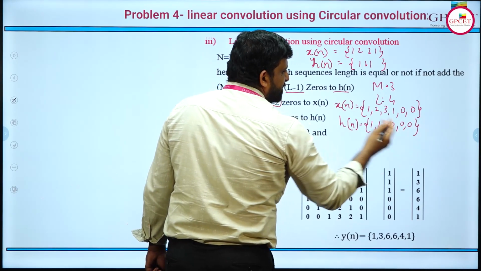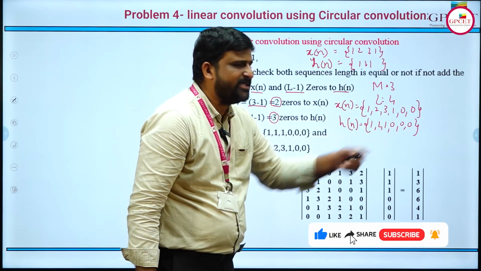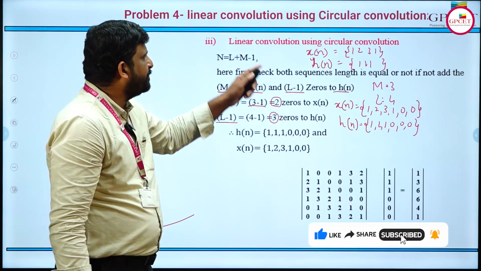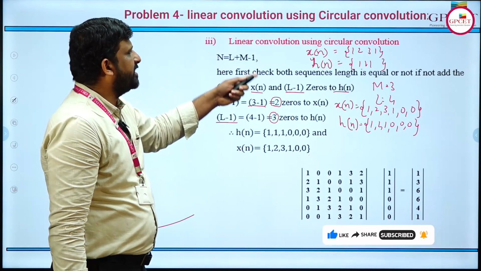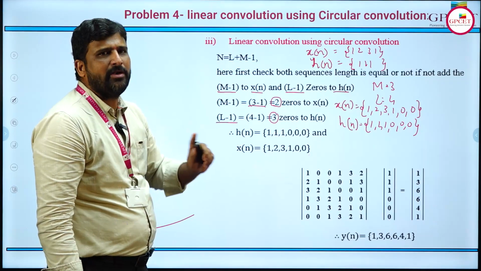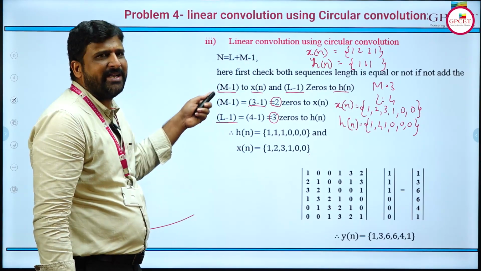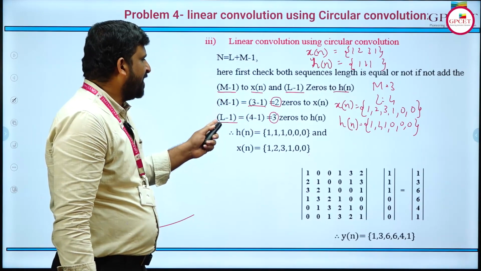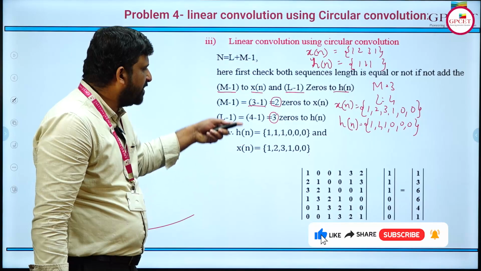Now if we compare these two sequences, you can see the length is 336, 336. Fine. So first step, when you are doing the linear convolution by using the circular convolution, you need to check the length of the sequence. If it is equal, not a problem. If it is not equal, by adding m minus 1 zeros to x of n and L minus 1 zeros to h of n, we are equalizing the length of the two sequences.